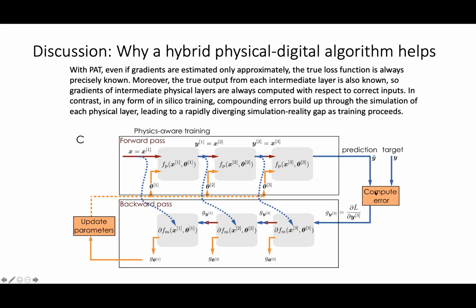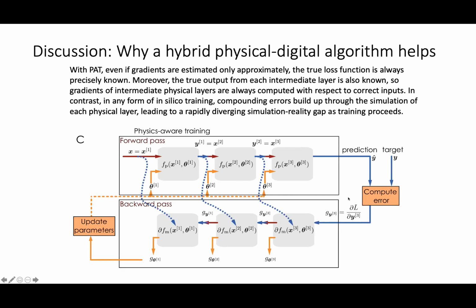Moreover, the true output from each intermediate layer is also known. This is all the X here, which is always known. So the gradient of the intermediate physical layer is always computed with respect to the correct input. That is to say, at least your input is always correct, although this partial FM is an approximation of FP. In contrast, any form of in silico training just means to replace FP here with a model.